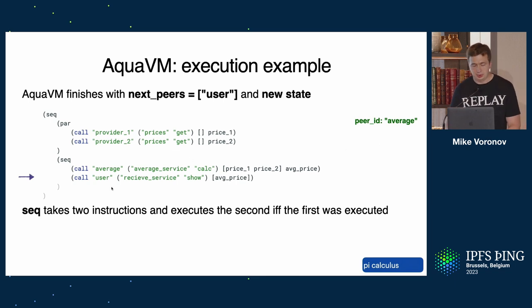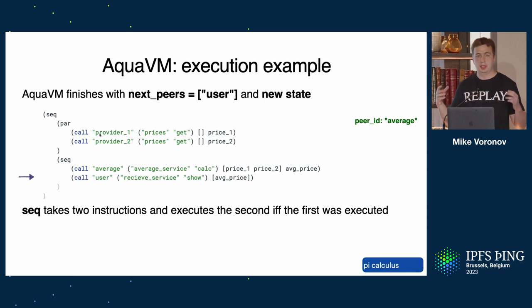What should be done on this average peer? On the average peer, execution starts again from the very beginning, and all these instructions are passed until we meet this call to the average service. Now we can see that in the arguments there are two variables, price one and price two. And for these variables we have the so-called join behavior. This call will actually be executed only if both of these variables are ready, that is, both results have come to our peer.